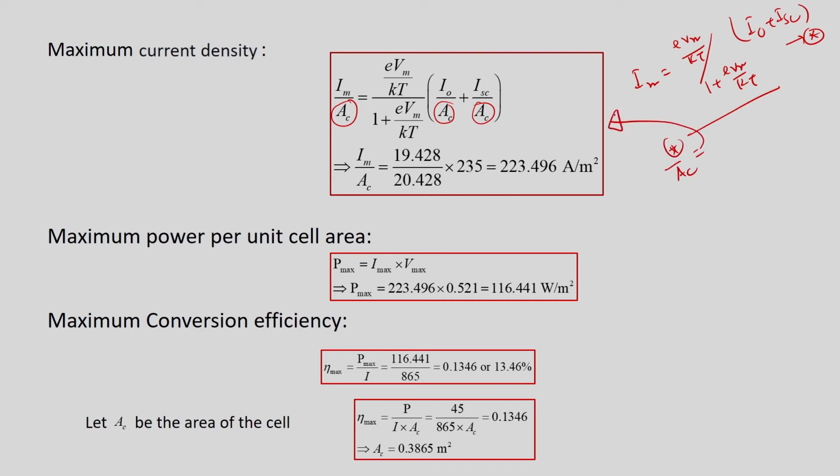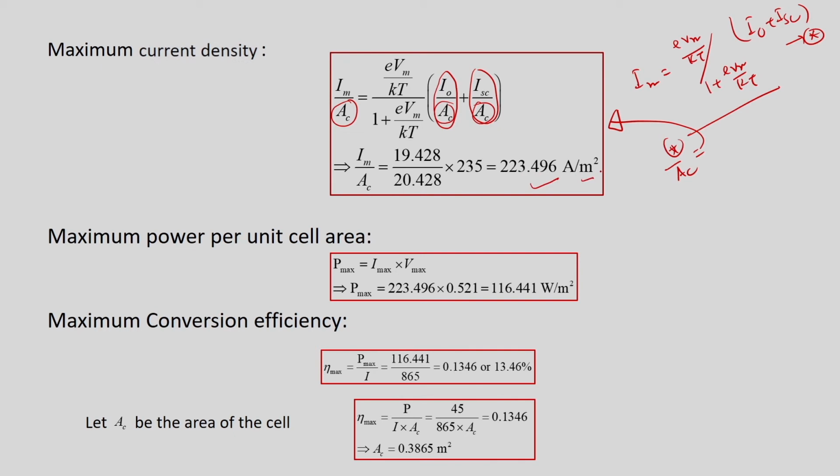Okay. So why have we done it? Because these values are given in terms of densities. So that is why we have done it. So Im by AC, on substitution of these values, what we will get is about 223.496 ampere per meter square.